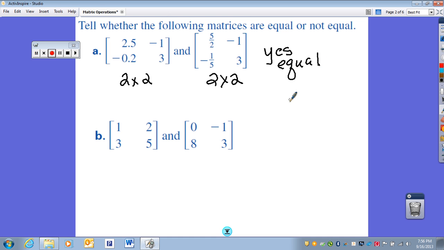Let's take a look at the example on the bottom of the page. First of all, we look at the size. The dimensions of this matrix are 2 by 2. But let's take a look at the elements. The upper left-hand corners are not the same. 1 is not equal to 0, so these are not equal.